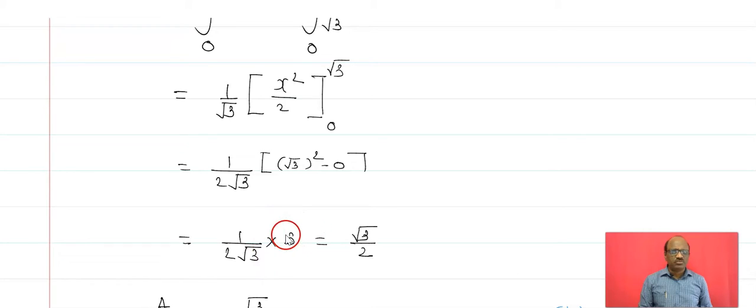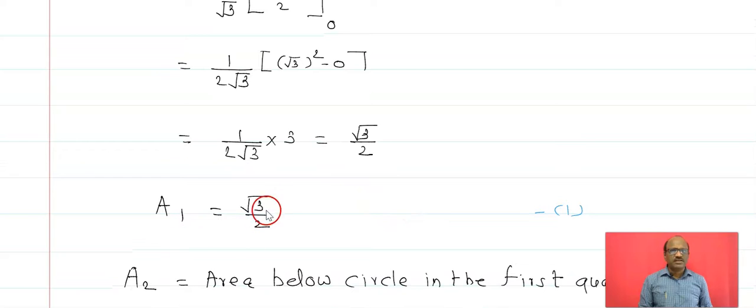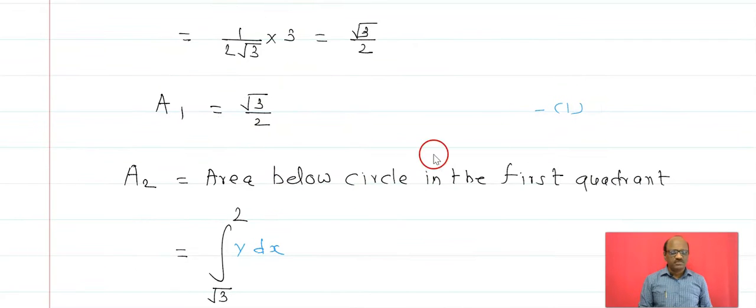3 means what? Root 3 into root 3. 1 root 3 will get cancelled, and you will get root 3 upon 2. This is the A1, that equals root 3 upon 2. This is the first one.